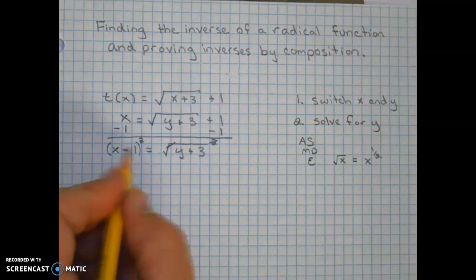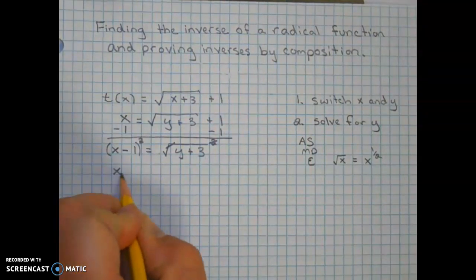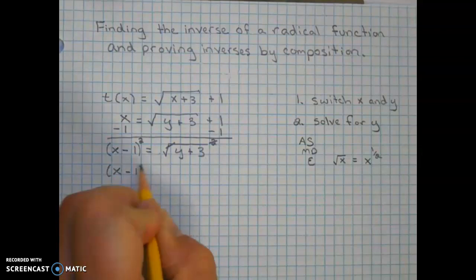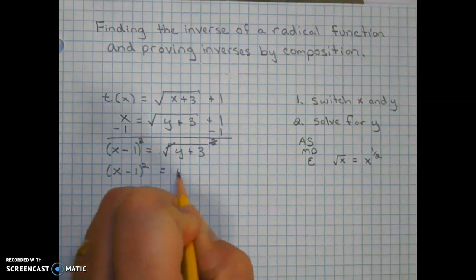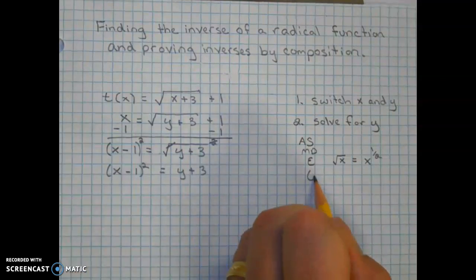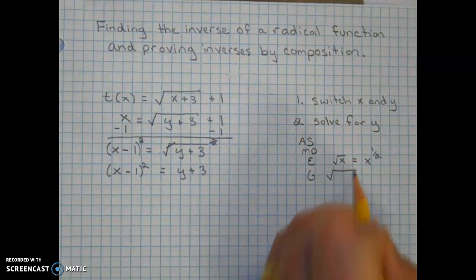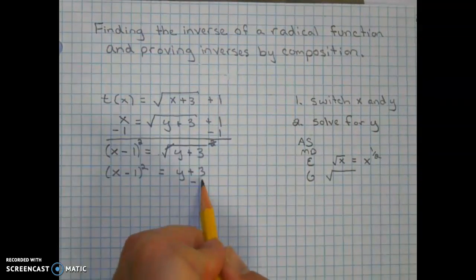Okay? You don't have to work this out. You can just leave it like this. And now we're inside the grouping symbol. In this case, the grouping symbol was a radical. So inside, we're going to undo the +3.